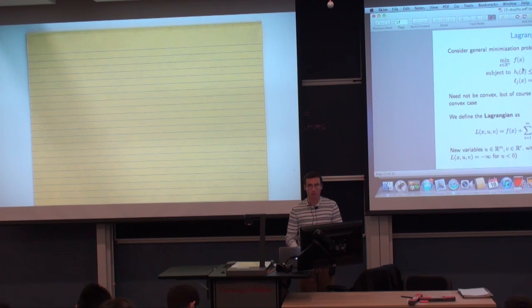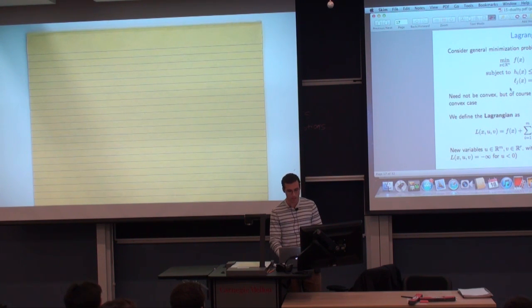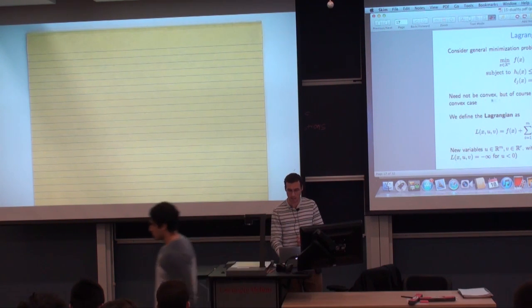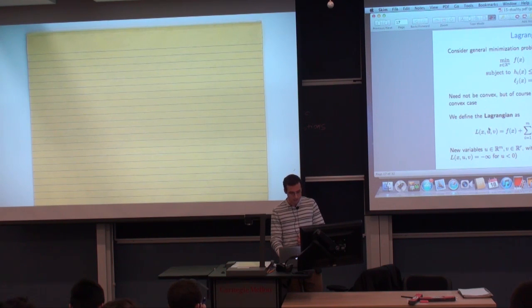So just to review what we learned last time, we talked about the Lagrangian, which is, we're given this general minimization problem. It looks like this. We have an objective function f. We have inequality constraint functions h_i and equality constraint functions l_j, and these need not be convex. So for now, we're going to say they're just functions, but of course, we're interested in the convex case because we can say a lot more in that case than in the general case.